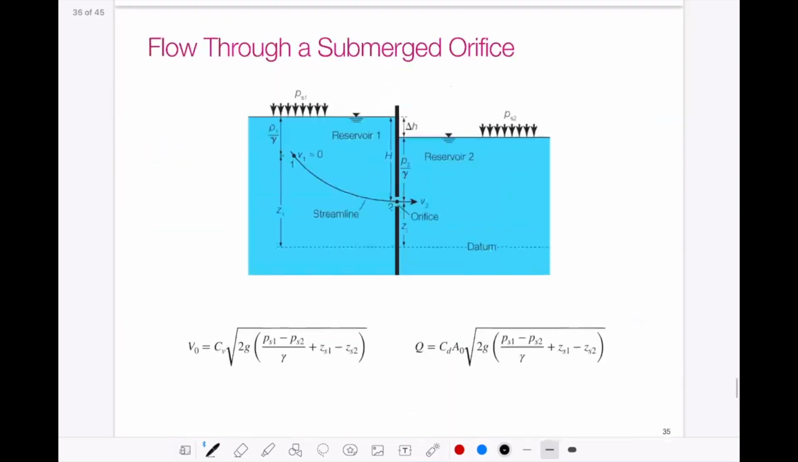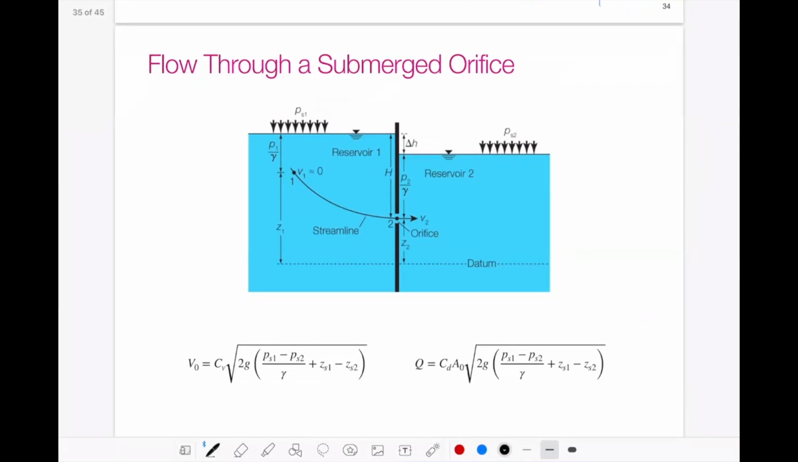So I didn't go through the derivation for these equations, but they're so similar to the other orifice flow-through and orifice equation, and everything is derived from Bernoulli and our continuity equation. The only difference to remember is these terms here. That's the only difference. So if the pressure on the other side of the orifice is not draining to something that's open to the atmosphere, we can consider the pressures by this.